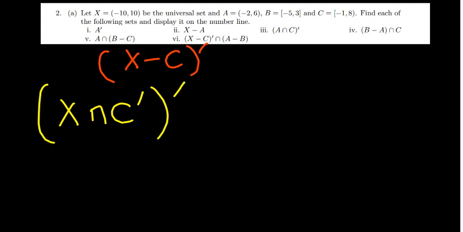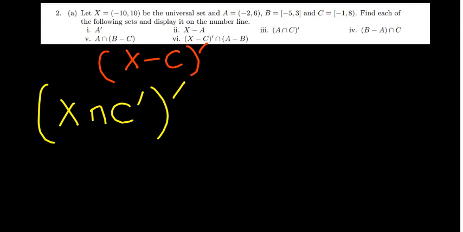So if we say x minus c complement, it's the same as what? X intersection C complement. Good. That is x minus c. Now notice that we still have a complement outside. We've simplified what is inside, which is x minus c, and it has given us x intersection c complement.